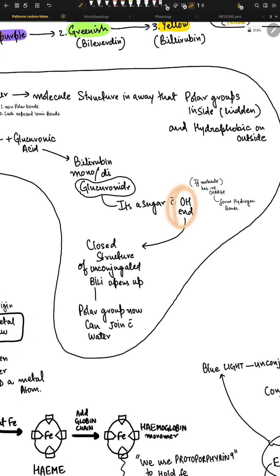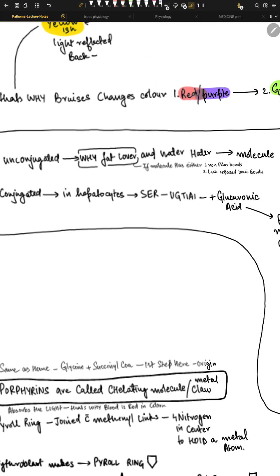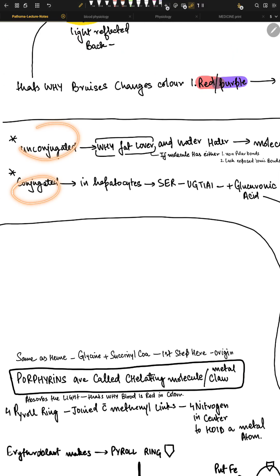With the help of this OH, the closed structure of the unconjugated bilirubin opens up. Once the closed structure opens, this polar end that was otherwise hidden inside the structure is now exposed. Once the polar group is exposed and charged, it can bind with water with the help of hydrogen bonds, because water is H2O. So polar groups can now join with water. This structure is important. So that's why it's indirect, and this one is direct. I hope you can remember that.